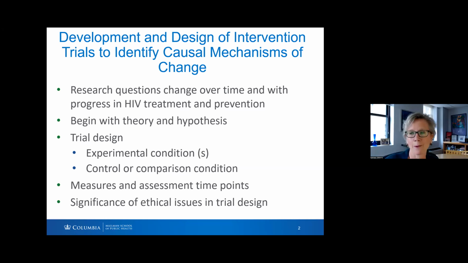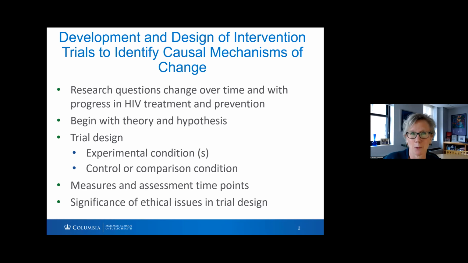Very importantly, how we measure it. We need to have the strongest measures possible that would support looking at causal mechanisms and outcomes, and thinking about when those assessment points are actually conducted, when we do which assessments to help strengthen the conclusions we might draw about mediating mechanisms. And the final point is the significance of ethical issues in trial design.